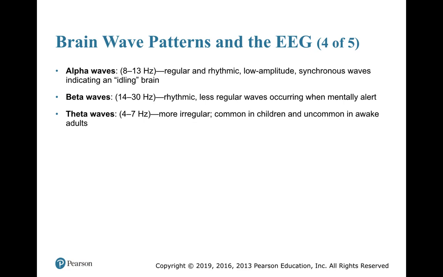The alpha waves are between 8 and 13 hertz. They are regular and rhythmic. They have a low amplitude, so they're not very powerful. They are synchronous, and they indicate an idling brain. Beta waves between 14 and 30 hertz are more rhythmic, less regular, and they occur when we are mentally alert. Theta waves, 4 to 7 hertz, are more irregular. They're common in children, but they're not very common in awake adults.